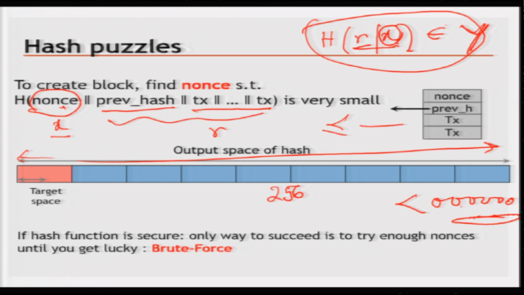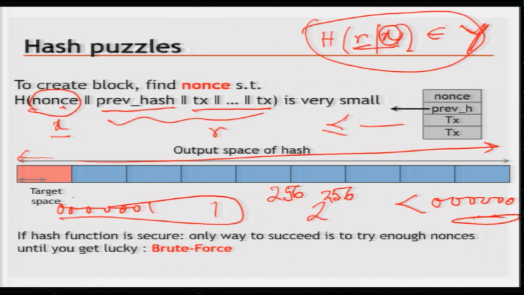Which means that not any number from the 2 to the 256 possible numbers can be selected, only the ones with so many leading zeros, which means relatively smaller numbers. Any x that satisfies this will be a win for the hash puzzle.